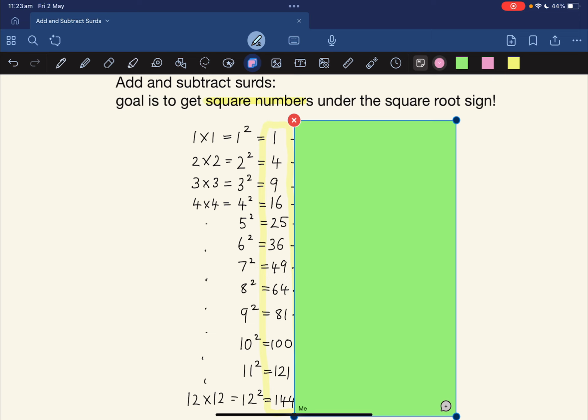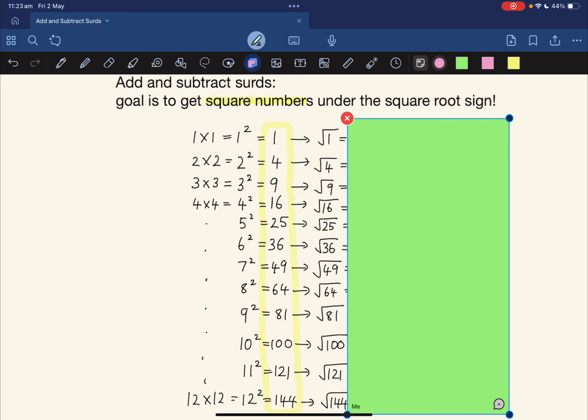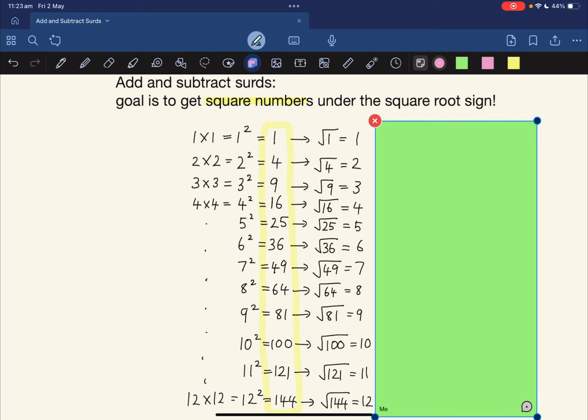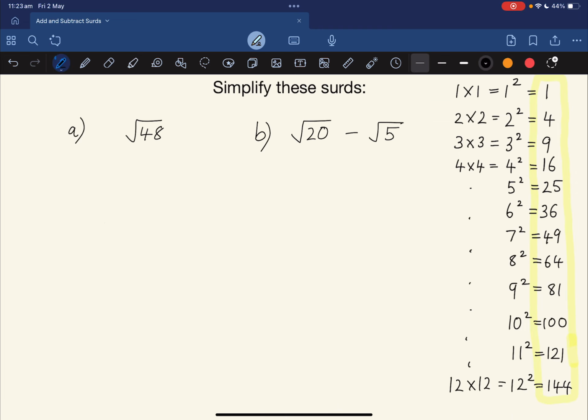Our goal with adding and subtracting surds is to end up with square numbers underneath the square root sign. Because if we end up with square numbers under the square root sign, we can simplify. So square root of 4 is 2, square root of 9 is 3. See how it's a bit simpler to write them like that. But let's just start to practice. Now I've got our square numbers on the right-hand side. That's what we're going to aim to get under the square root sign.